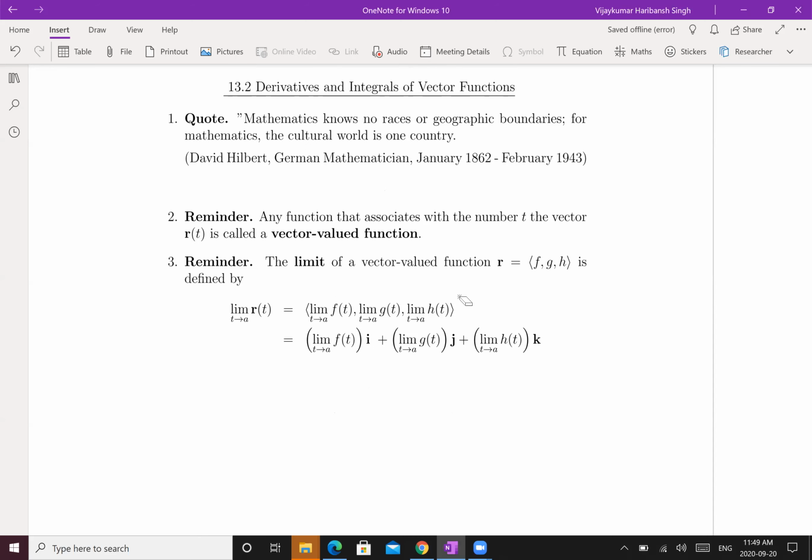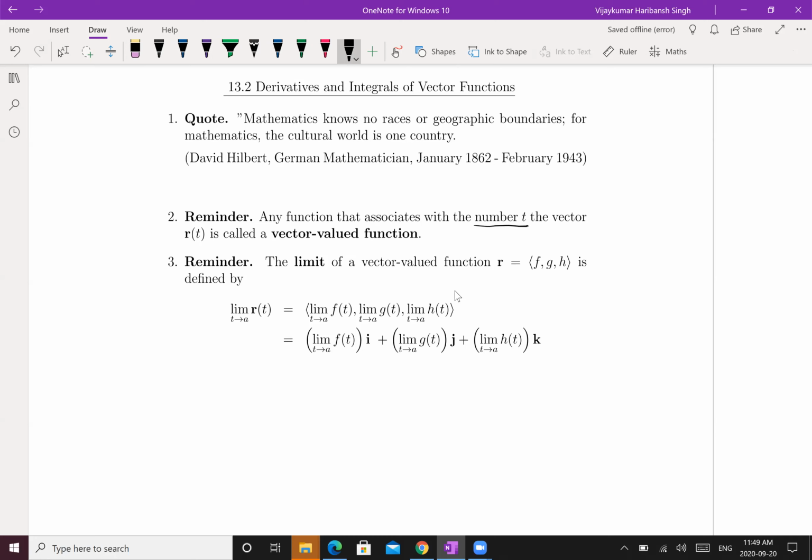So coming back to the derivative and integrals of vector functions, let's recall what a vector function is. A function that associates with the number t the vector r of t is called a vector valued function. So essentially, your vector function is a function from some subset of real numbers to a vector. It could be to V3, the space of three-dimensional vectors, or to V2, or to any n-dimensional space as well. But in our course, we are restricted to V3 and sometimes V2.